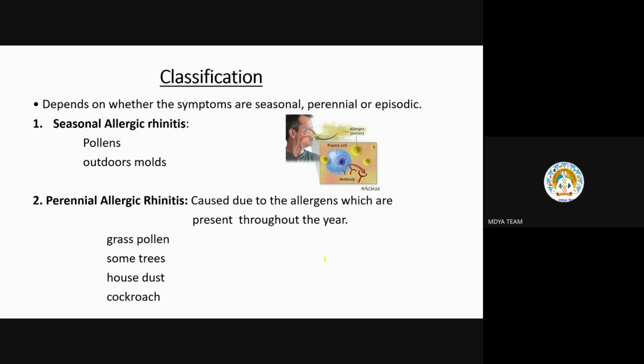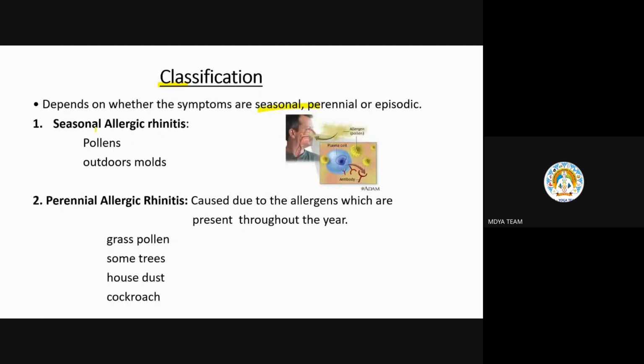So it depends on different things. The classification depends on whether the symptoms are seasonal, perennial, or episodic. Someone, please mute your mic. Your mic is open. So classification is on the basis of whether the symptoms are seasonal, throughout the whole year, or happen sometimes.